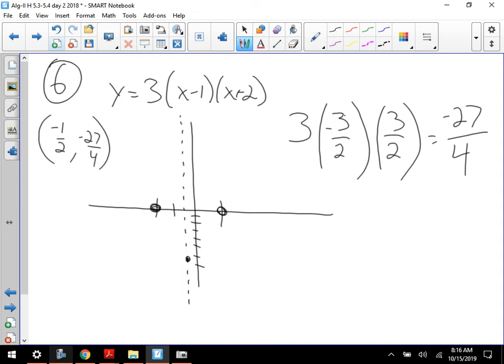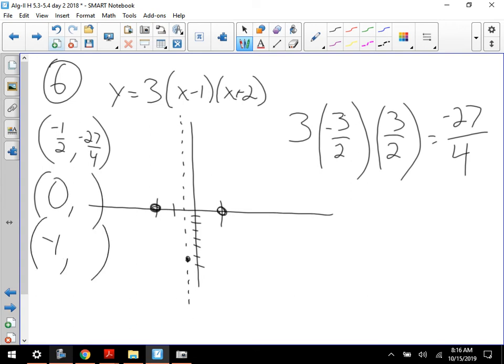Now, when you have your vertex and your two zeros, that means you only have to find one more set of points, don't you? What's going to be the really easy number to pick? 0. If I pick 0, 0 is 1/2 away from my axis of symmetry, which means the other one would be at negative 1. So I know then I can find something at 0, and then I can find something at negative 1.